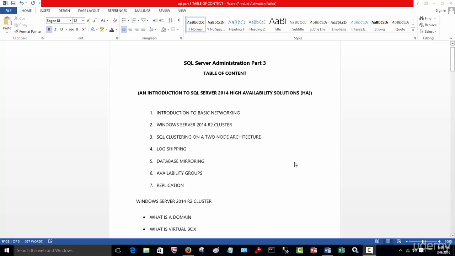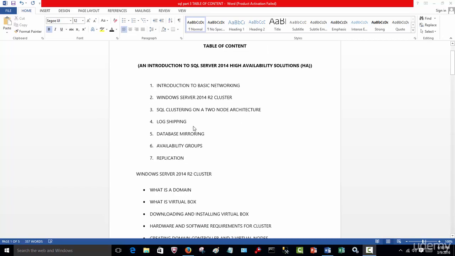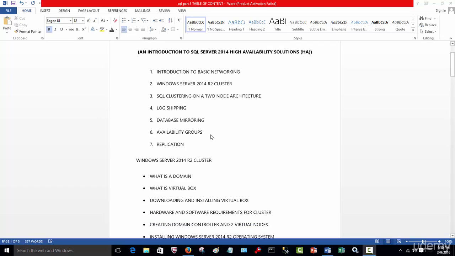And as you can see, there's a tremendous amount we're going to be covering in the HA solutions. I'm going to be giving you an introduction to basic networking. We're going to be talking about Windows Server 2014 or maybe 2016 R2 cluster. I'm going to show you SQL clustering on a 2-node feature and how to design the architecture. We're going to be talking about the HA solution of log shipping, which has been one of the first ones with the SQL version, followed by database mirroring, followed by availability groups, followed by replications. So all these are high availability solutions and disaster recovery solutions that we DBAs do.